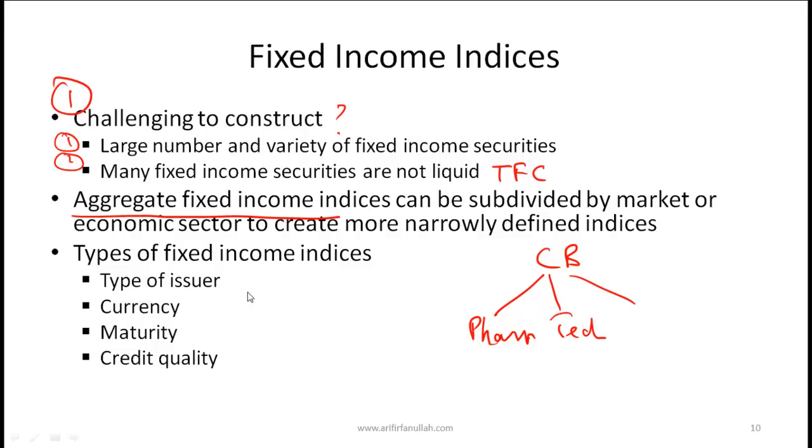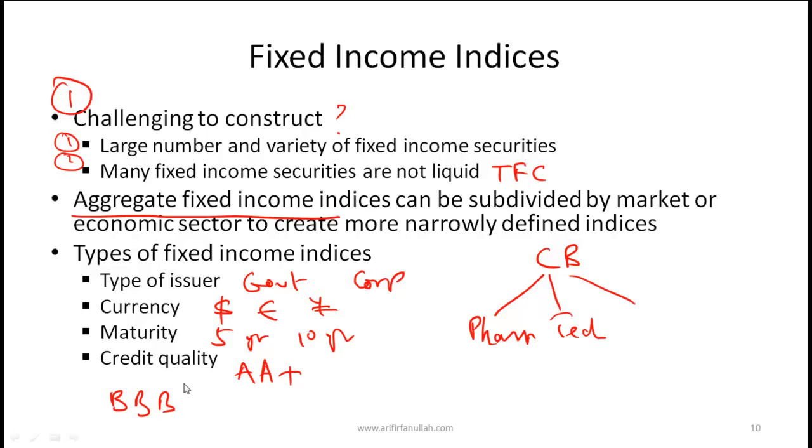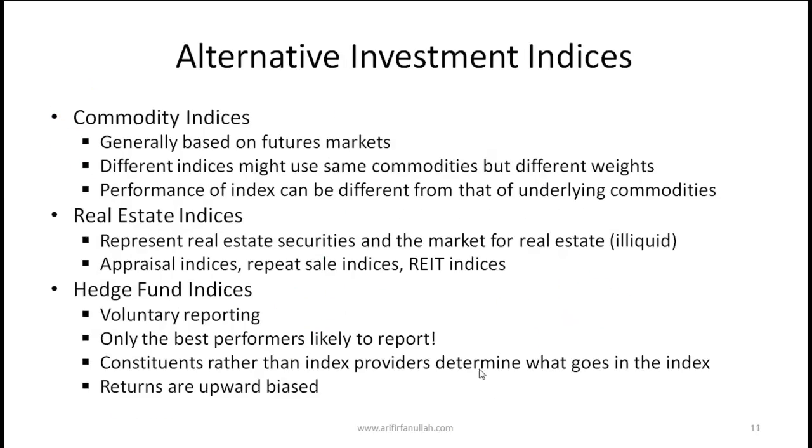One would be based on the type of issuer. So you can have an index for government bonds versus corporate bonds. Currency, you can have dollar bonds, euro bonds, yen bonds. You can have indices based on bonds which have 5-year maturity, 10-year maturity, and so on. Credit quality, you can have bonds for companies that have a AA plus rating. You can have an index for bonds that have BBB rating, and so on. So that's it in terms of fixed income securities.